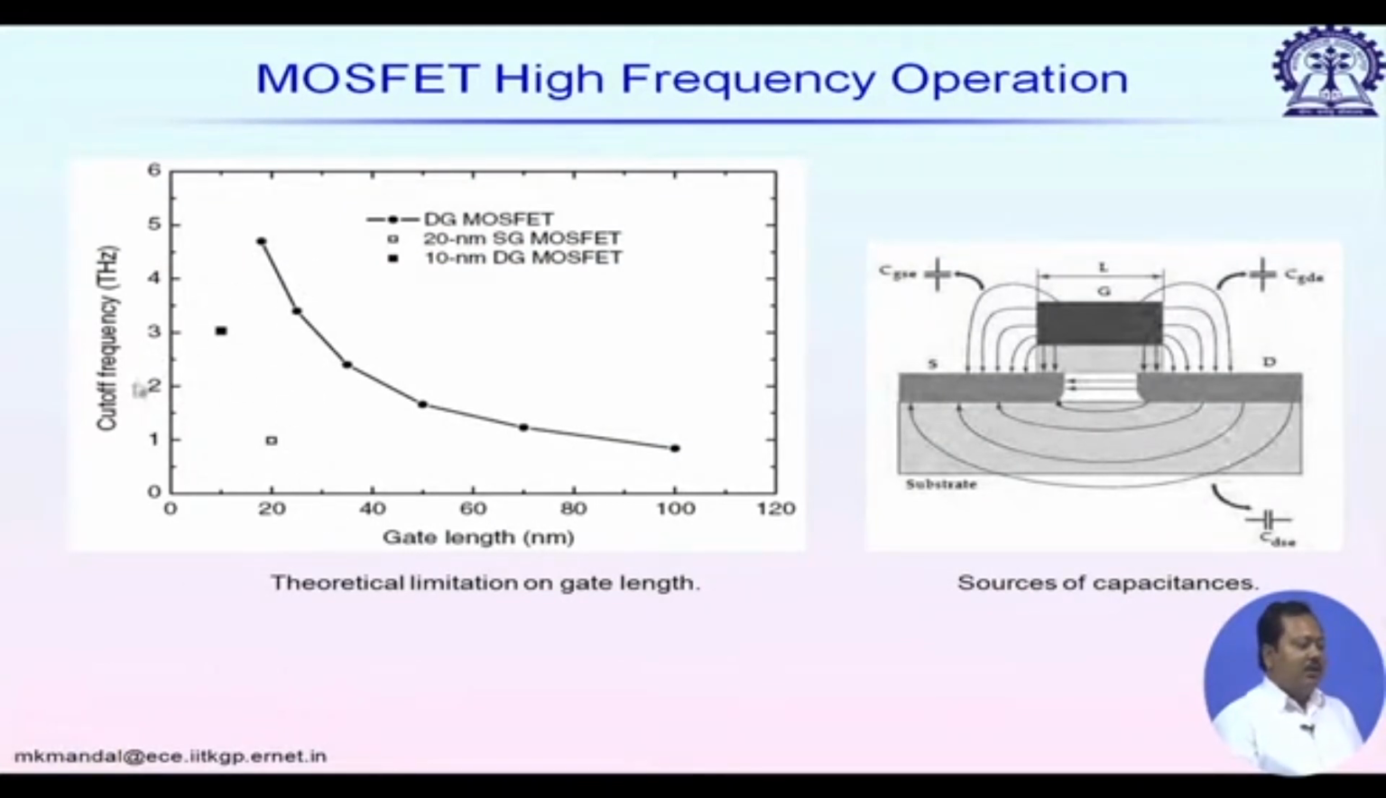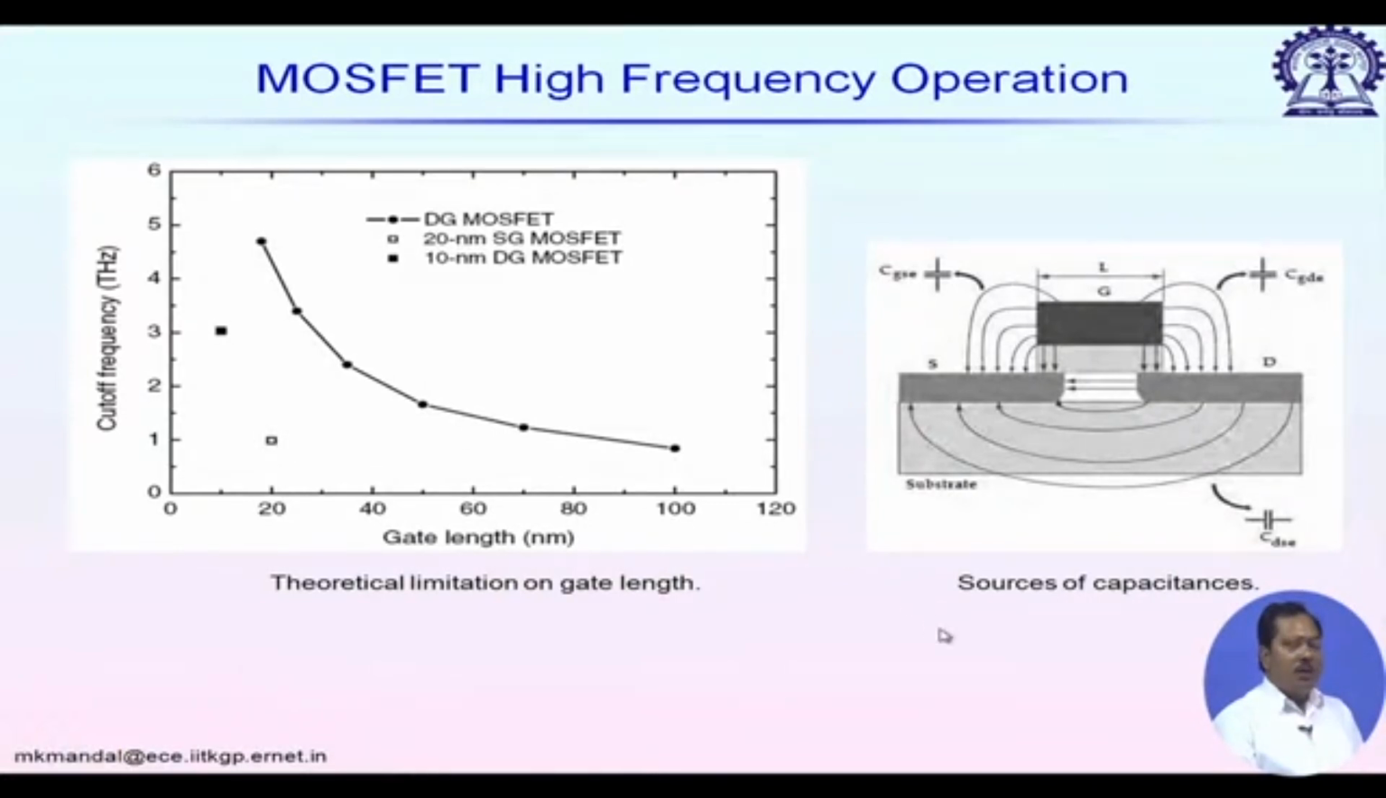This figure shows the cutoff frequency in terahertz versus gate length. This is the theoretical plot for double gate MOSFET and single gate MOSFET in different technology. In 10 nanometer double gate or dual gate MOSFET technology, you see the typical value is 3 terahertz cutoff frequency, whereas in 20 nanometer single gate MOSFET technology, where gate length is 20 nanometer, the typical cutoff frequency is 1 terahertz using conventional MOSFET.